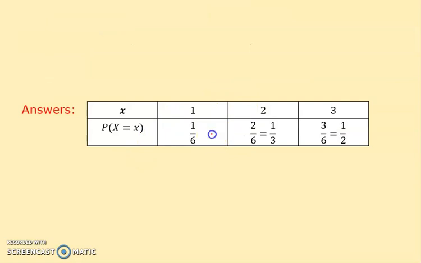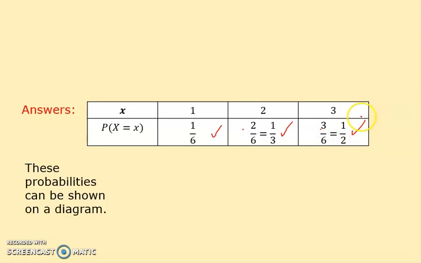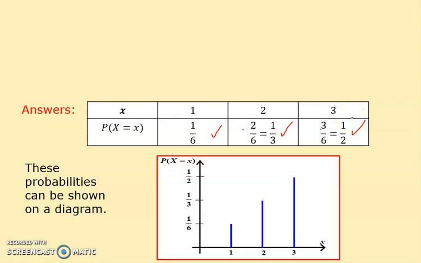So let's see. Notice 1 out of 6, 2 out of 6. They've simplified, but it's still right. 3 out of 6, well, obviously that's a half, but it's still right. Now you can draw this in a diagram. The diagram is a bit of rubbish, to be honest. It's just like a little bar line chart.